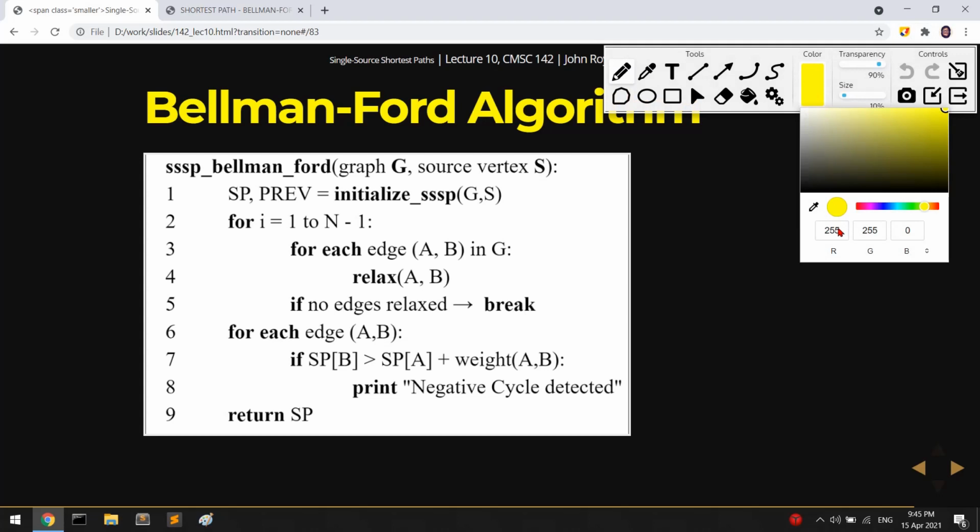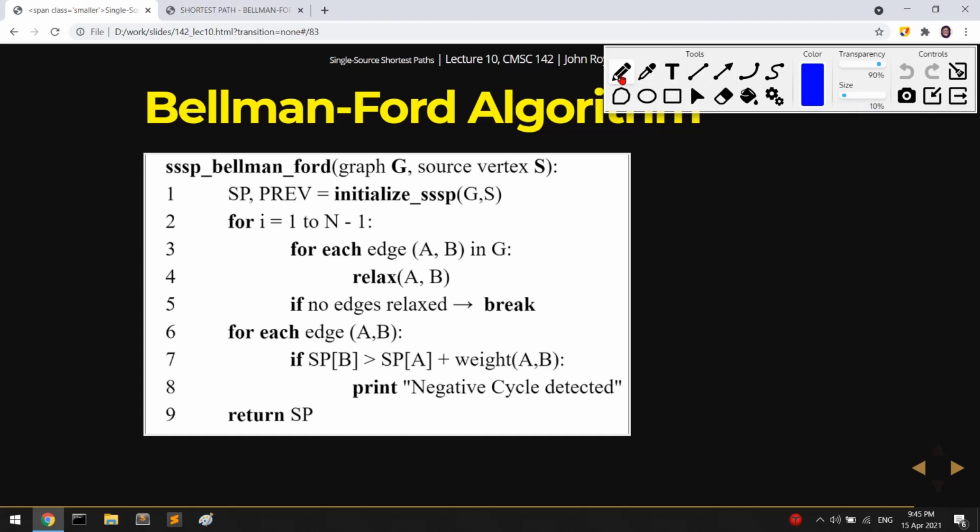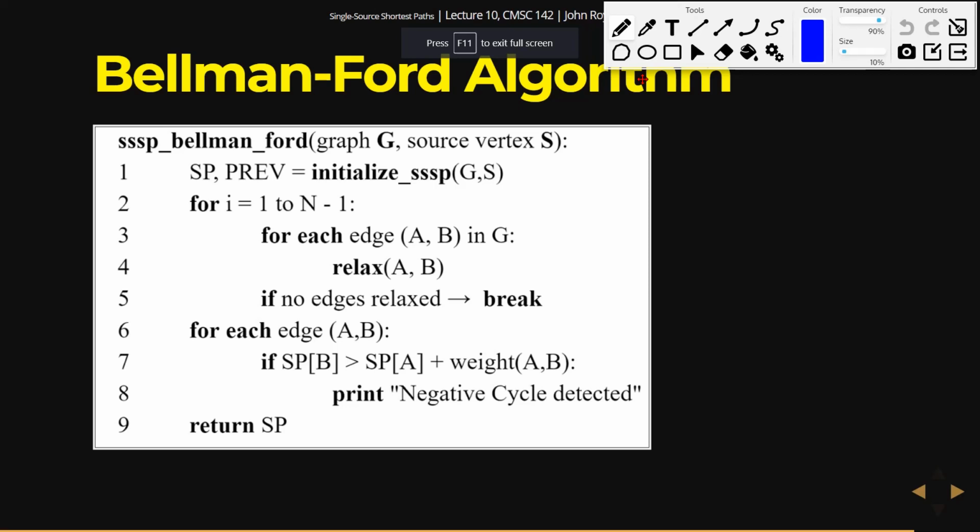Now for the analysis of Bellman-Ford, initialize SSSP will run in O of n, because this will initialize the values for each vertex. Then this loop will also be O of n because you're doing it for 1 to n minus 1. Then inside each iteration, you're checking each edge, so that would be O of m. And finally, for the last part, you're also doing it for each edge, so this would be O of m.